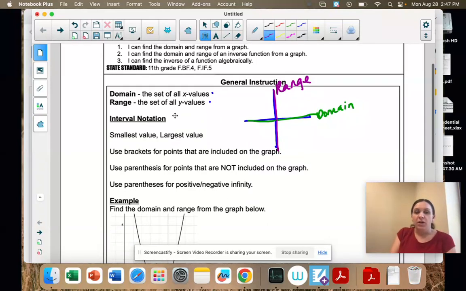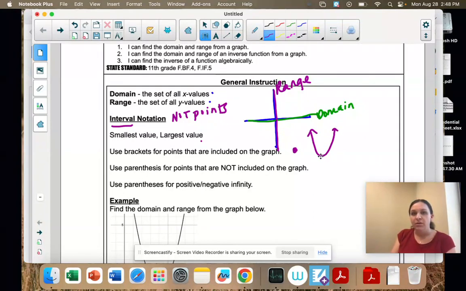So the one confusion with interval notation is it's not points, it's an interval. Okay, so we take the smallest value, comma, largest value, and then sometimes we use brackets, sometimes we use parentheses. So we use brackets for points that are included on the graph. That's usually like a closed dot or something that continues through. If it were right here, we would use brackets.